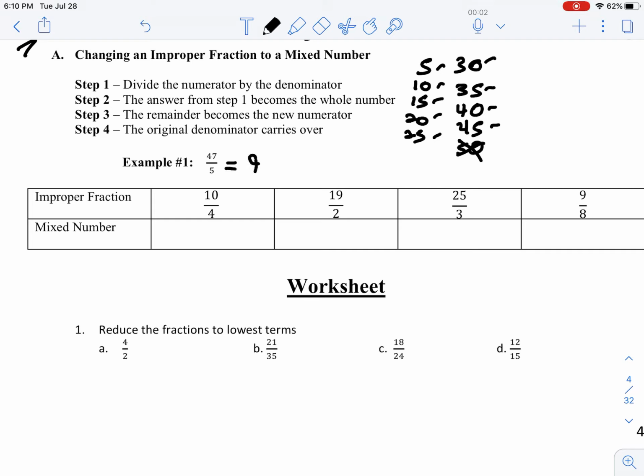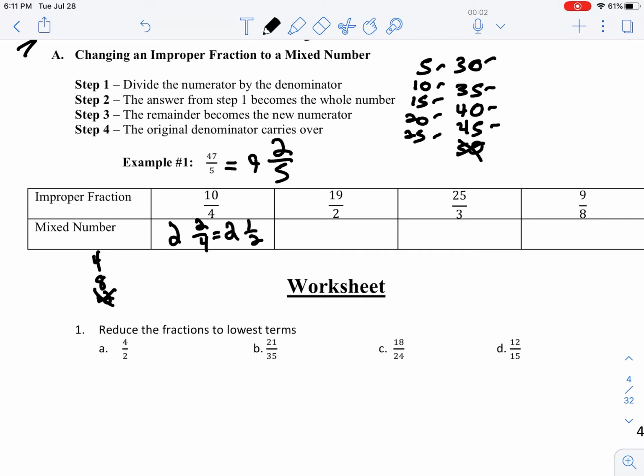For 45, how many is remaining? Well, from 45 to 47, there's a remainder of 2 over 5. So 9 2/5. How many times does 4 go into 10? Well, it'd be going 4, 8, 12. 12's too big, so it goes in twice with a remainder of 2 over 4. Now, remember what I said about reducing. 2 over 4 is a half. 2 and a half.